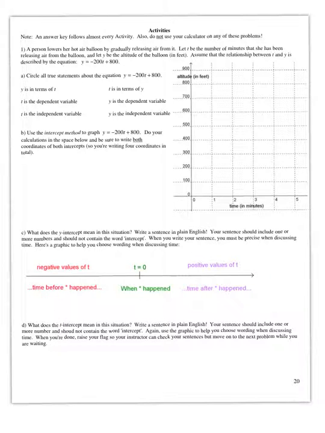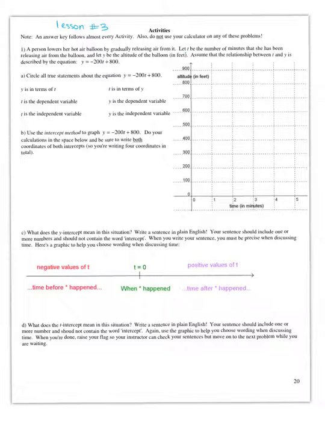These are the lesson 3 activities. A person lowers her hot air balloon gradually, releasing air from it. Let T be the number of minutes that she's been releasing air, and Y be the altitude of the balloon in feet. Assume that the relationship between T and Y is described by the equation Y equals negative 200T plus 800.